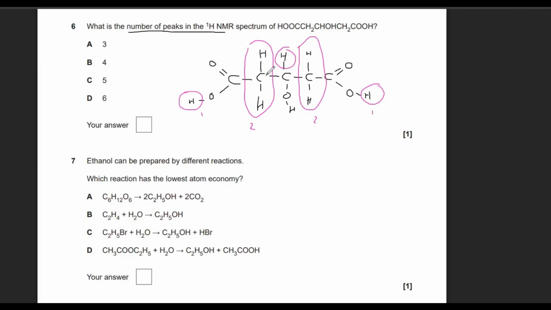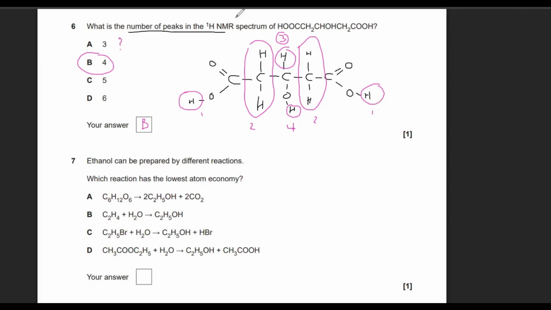Looks like 4. It's 3 or 4. We've got one there and we've got another OH here. And this is in a different environment than the others. So the other 2 OHs, although it does look pretty similar to those other 2 OHs, doesn't it? But it's not quite the same. So we're going to go B. The answer is 4 different hydrogen environments.